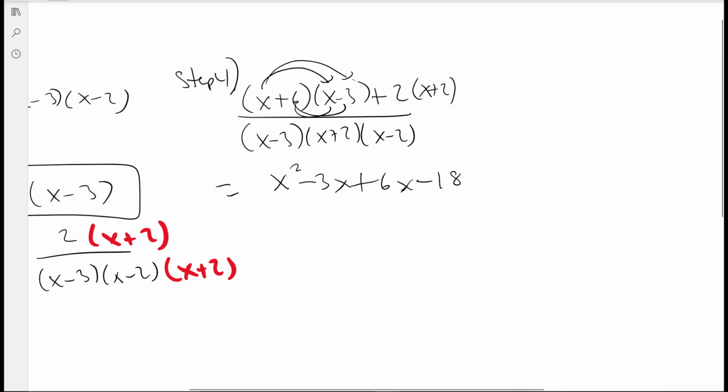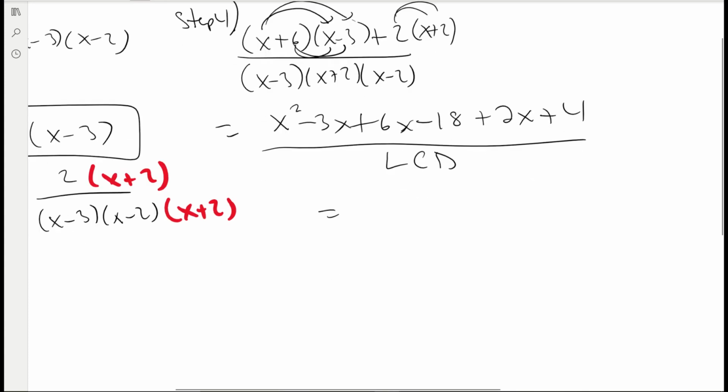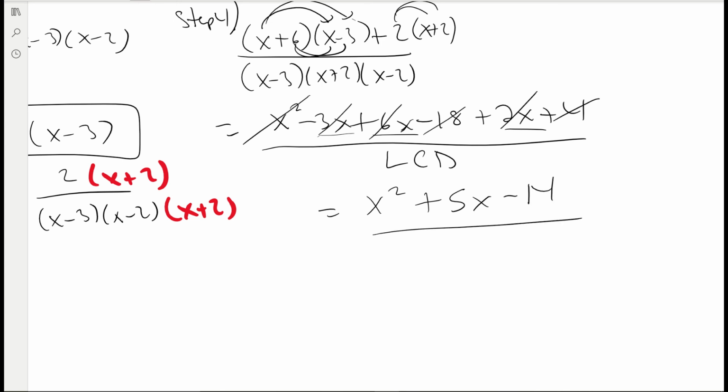And then we distribute, plus 2x plus 4, all over, and then we'll just write this as LCD. We're going to combine our like terms. So we got x squared. There's no other x squareds. We got a negative 3x and a 6x and a 2x. So negative 3 plus 6 is 3. 3 plus 2 is 5. So we got 5x. Negative 18 plus 4 is negative 14, over the least common denominator.